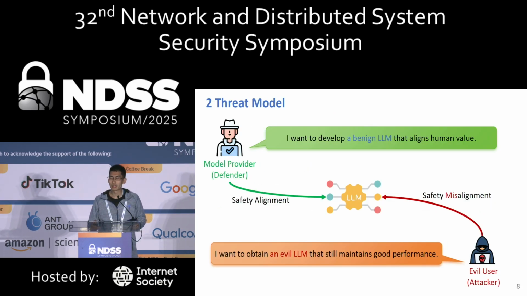So, to begin with, we want to introduce our threat model. Our threat model is a war between the model provider and an evil user. The model provider wants to develop a benign large language model that aligns with human values. However, an evil user wants to obtain an evil large language model that still maintains good performance. Therefore, this user will conduct the safety misalignment attack.